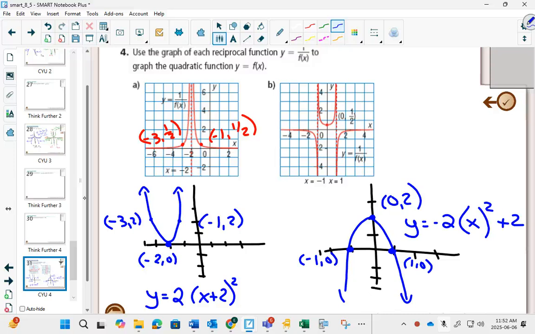So your last question to circle in your book, number 9.